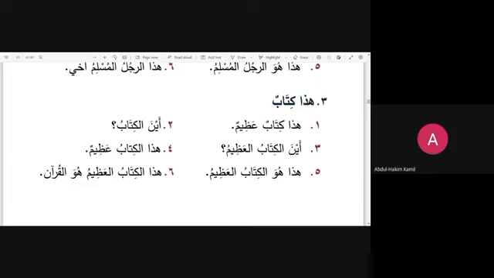This book. But listen up. I want you to understand that I could say, and I'm pointing at the book, I'm not going to say the word book, I can say, هذا عظيم. This is great. But I'm pointing at the book.